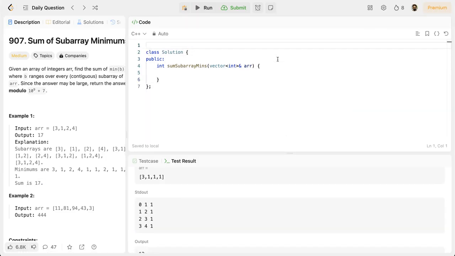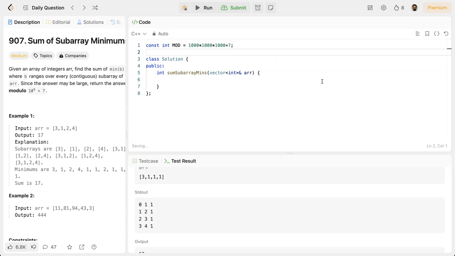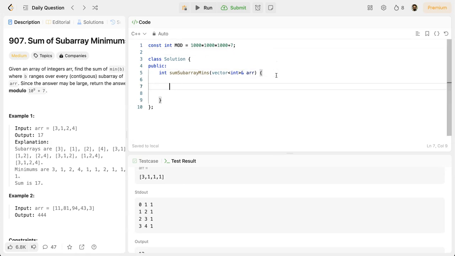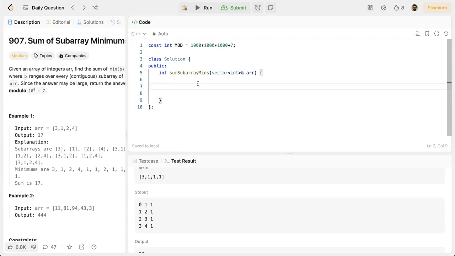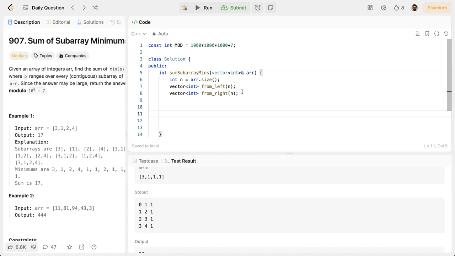So we need to define a const for the mod. Okay, we need some vector that keeps track of the from right side and from left side. So we need two vectors, of size n, from left and from right. Okay. And now we need a stack. So stack of ints st. And first we do from left.